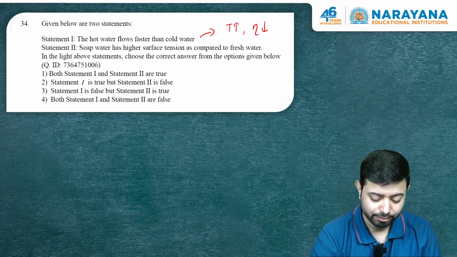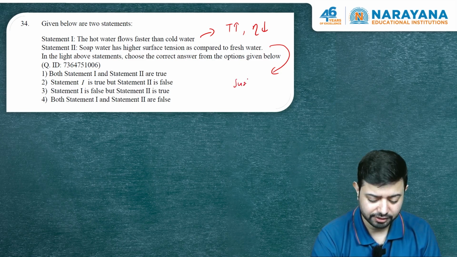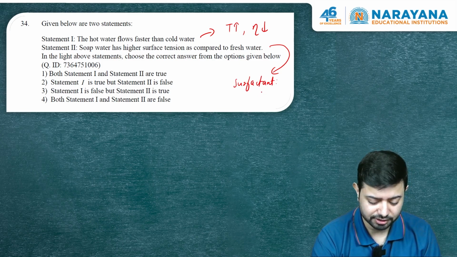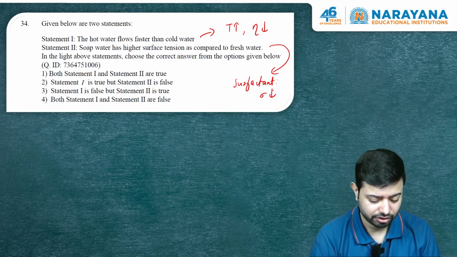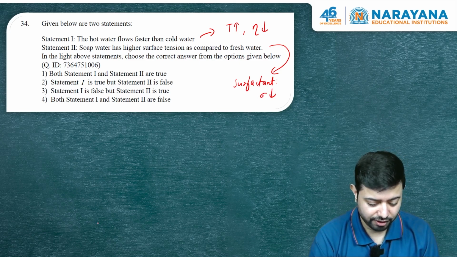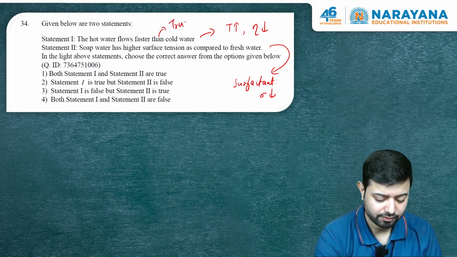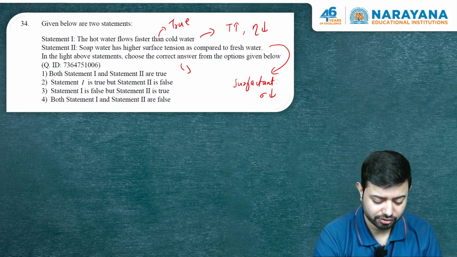The soap water has higher surface tension as compared to fresh water. That is wrong, because soap water has surfactant mixed with it, correct. What role does surfactant play? It reduces the surface tension. So, the surface tension, let us say sigma, is going to reduce, not increase, right. So, therefore, statement 2 is false. This is true and this one is false.